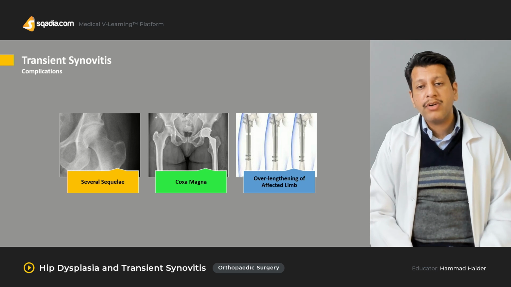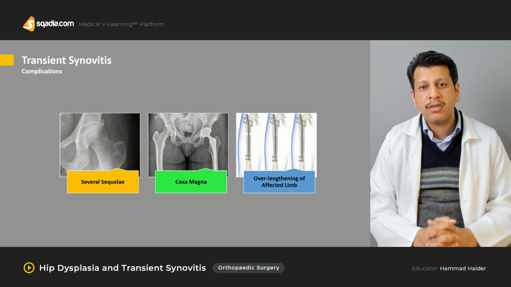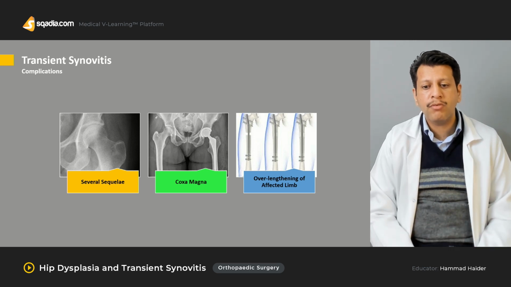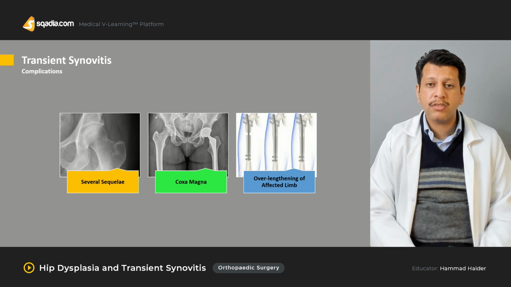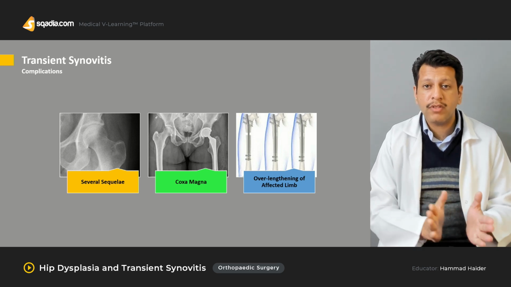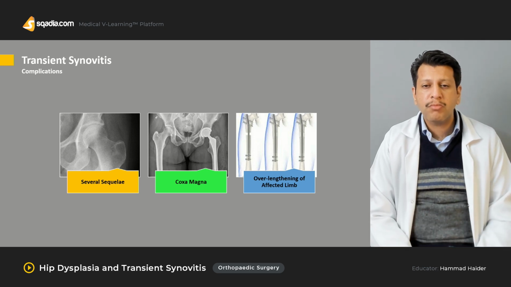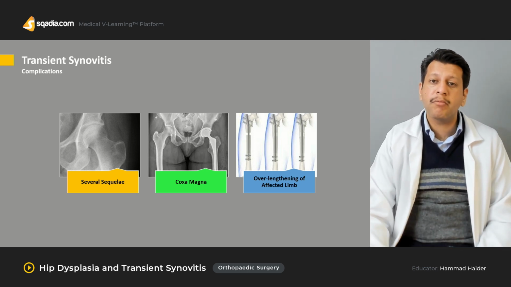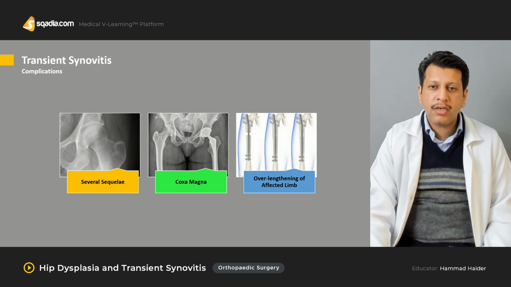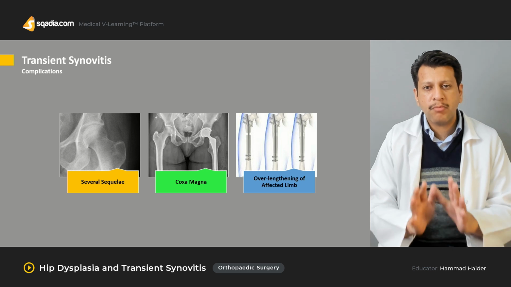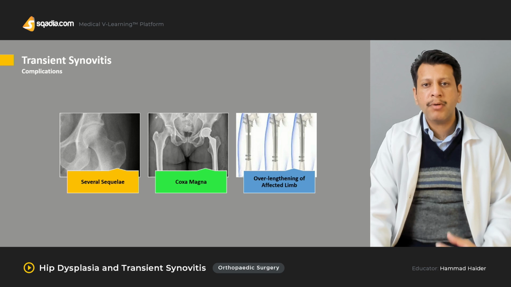Or when we are treating, for example, transient synovitis, it may be associated with certain other fractures as well, and once those are treated with, for example, a recon nail or femoral nail, this may lead to over-lengthening of the affected limb as well. But usually for transient synovitis, there is no surgical treatment. Most commonly it resolves with simple conservative and symptomatic treatment.